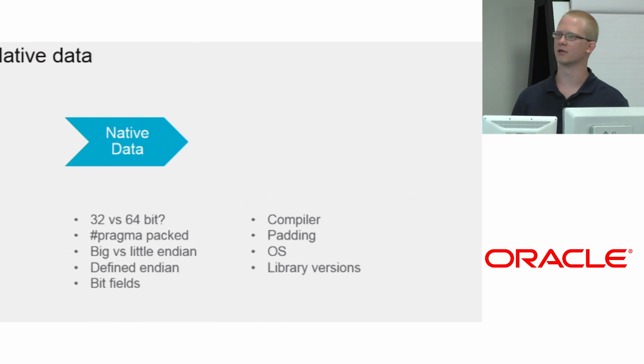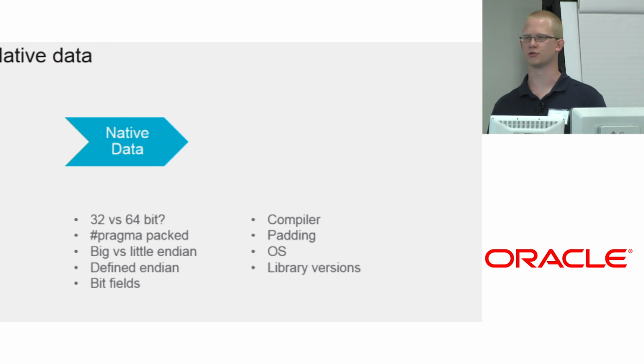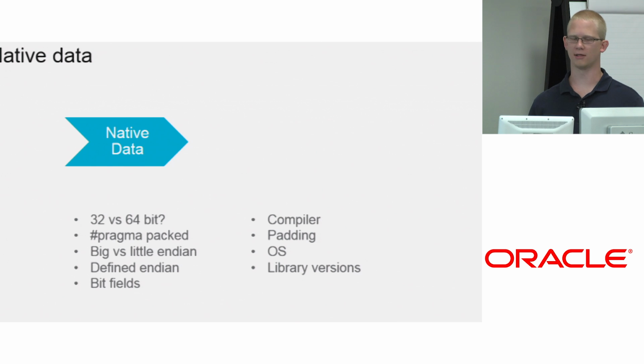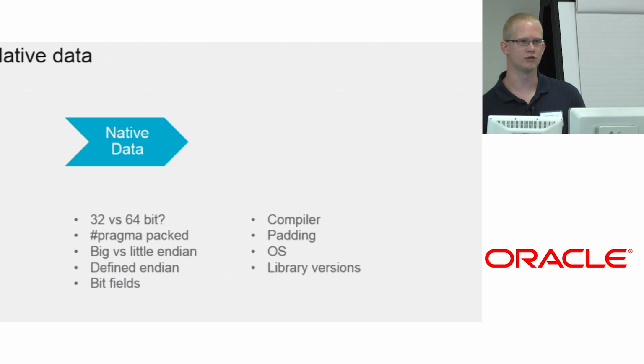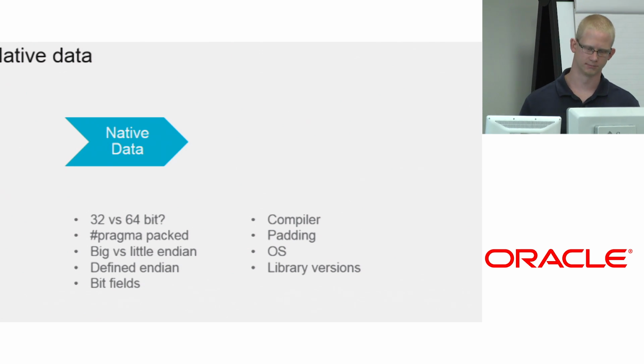But that data doesn't live on its own. It comes encompassed with an environment. Is it 32-bit? Is it 64-bit? Did you compile with pragma packed? What kind of padding did your compiler put in? Are you on a big or little endian platform? Is your structure defined to be a certain endian, like a network packet? Which compiler did you use? Which OS are you on? What library versions? Right? There's lots of things that come together to tell you what your data actually is, and you need to be able to look at all of them as a big piece.